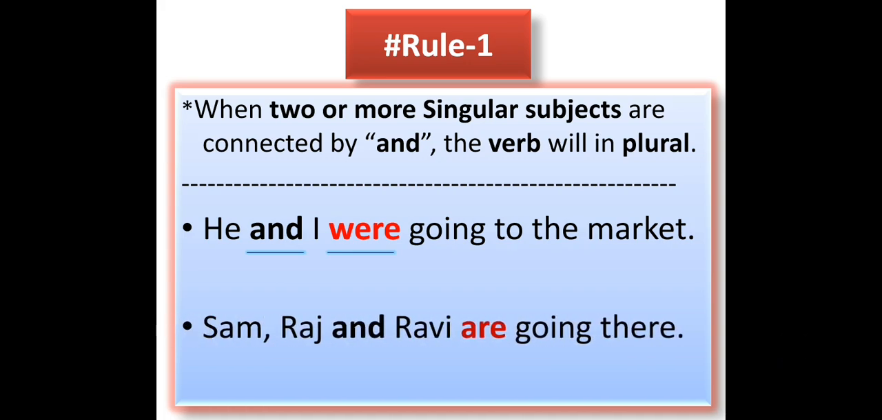Next example: Sam, Raj and Ravi are going there. Here Sam, Raj, Ravi, three subjects, are connected by and, and the verb is are. It's not is. Sam, Raj and Ravi is going there. No, this will be incorrect. The correct sentence is Sam, Raj and Ravi are going there. Okay, so this is the rule about using the verb.